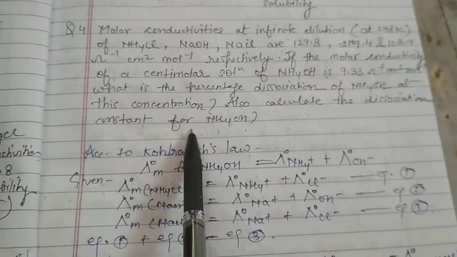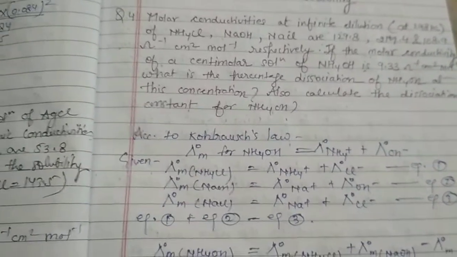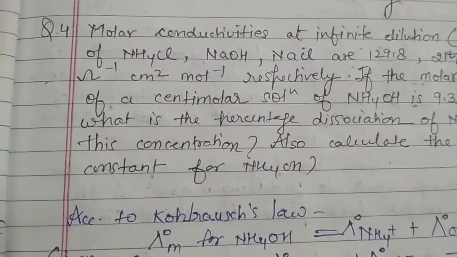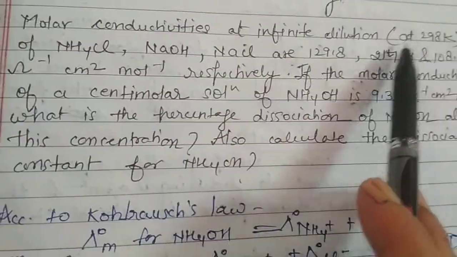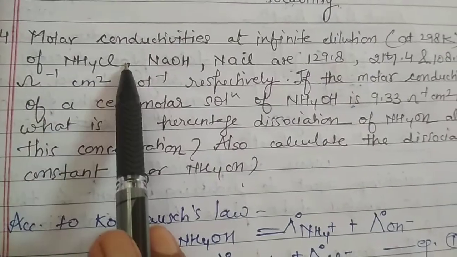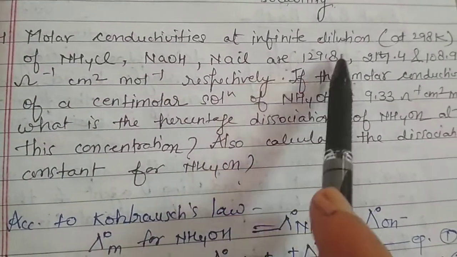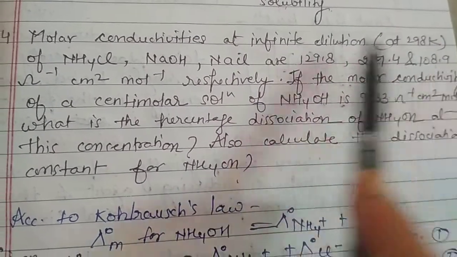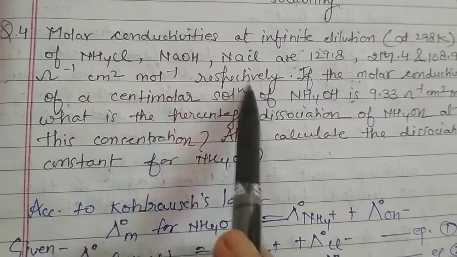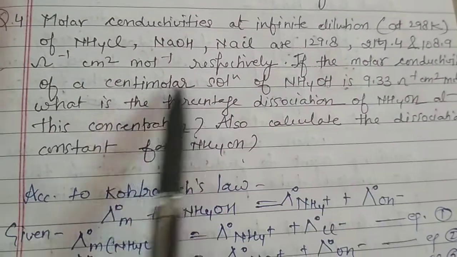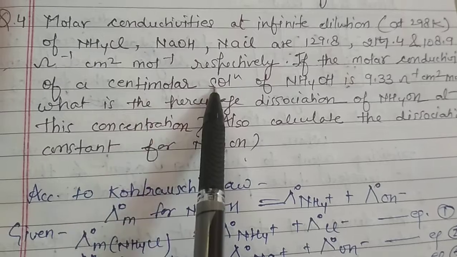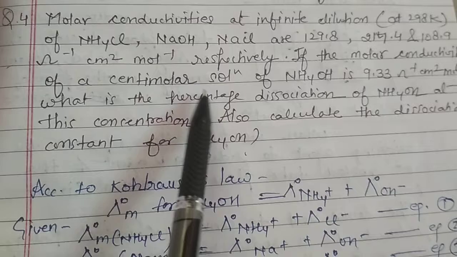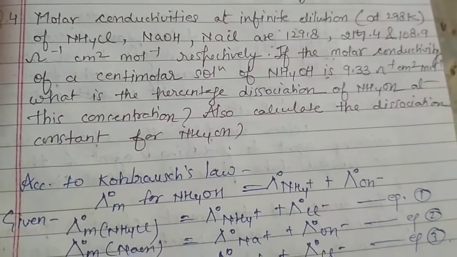Now let's see the next question, in which we have merged a number of applications of the Kohlrausch law. Let's see the question. Molar conductivities at infinite dilution at 298 Kelvin for ammonium chloride, sodium hydroxide and sodium chloride are given to us as 129.8, 217.4 and 108.9 ohm^-1 cm² mol^-1 respectively. The concentration of the solution given to us is 0.01 M. Centimolar means 1 upon 100 molar.